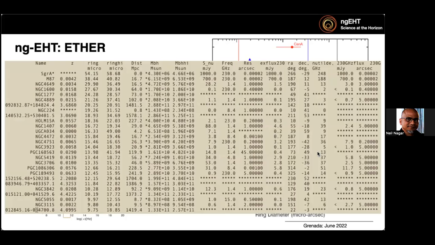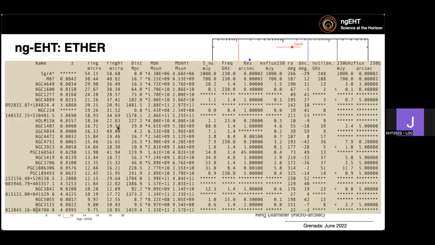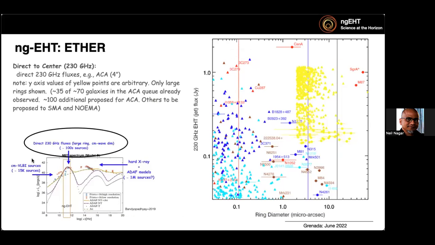But really the most promising one, from the ngEHT point of view, I think, is this hard X-ray plus models, because that's really going to reach any given source that you bring up for your specific science. Because these other ones are just not going to reach that much.